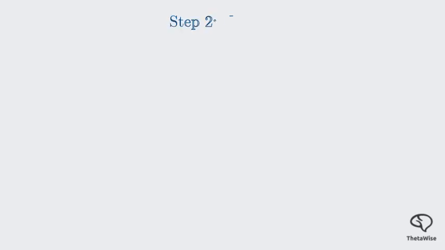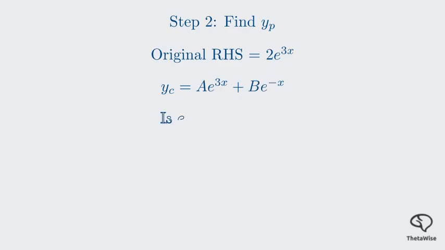Step 2. Find the particular solution, yp. The right-hand side of our original differential equation is 2e to the 3x. The exponential term is e to the 3x. Our complementary function was yc equals ae to the 3x plus be to the -x. We need to ask ourselves, is the exponential term e to the 3x a part of our complementary function yc? Yes, it is. The term ae to the 3x is a part of yc.